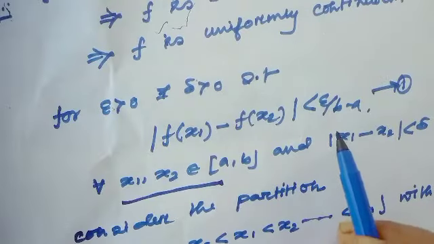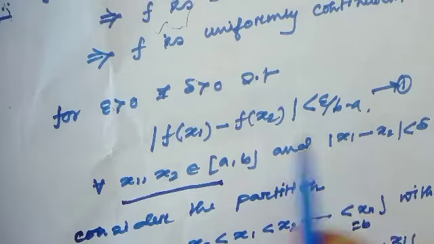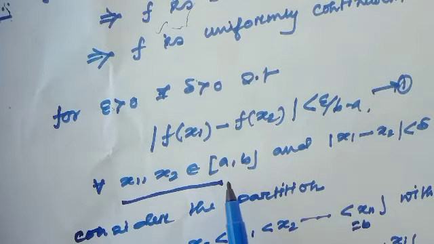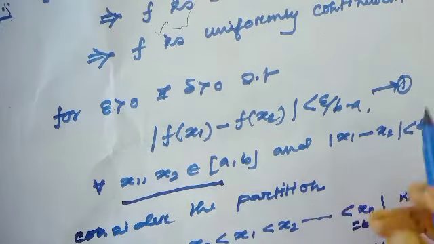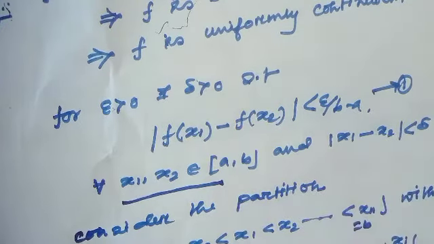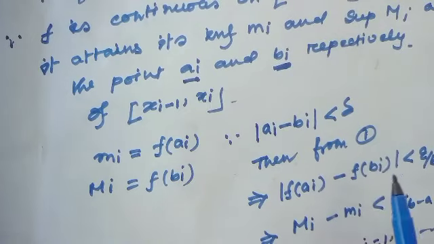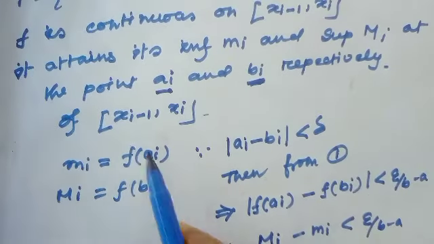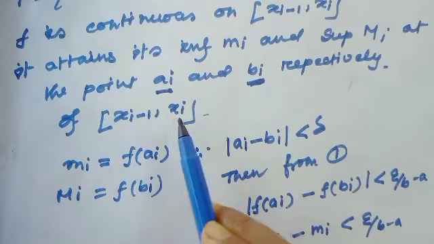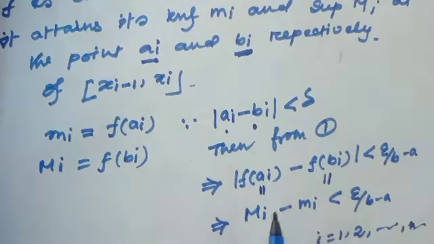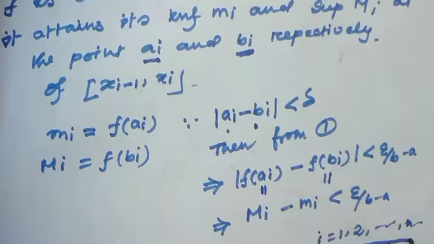Since f is uniformly continuous, this condition is true for all x1, x2 in the closed interval [a,b]. Consider this relation as 1. Then this is also true for the subinterval x(i-1) to xi. And because these are the supremum and infimum values of the function, capital Mi minus small mi is less than epsilon over b minus a. And this is true for all i from 1 to n.